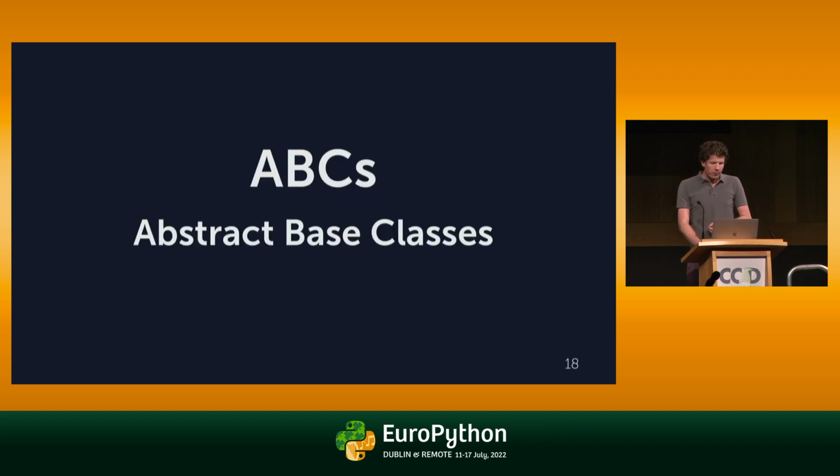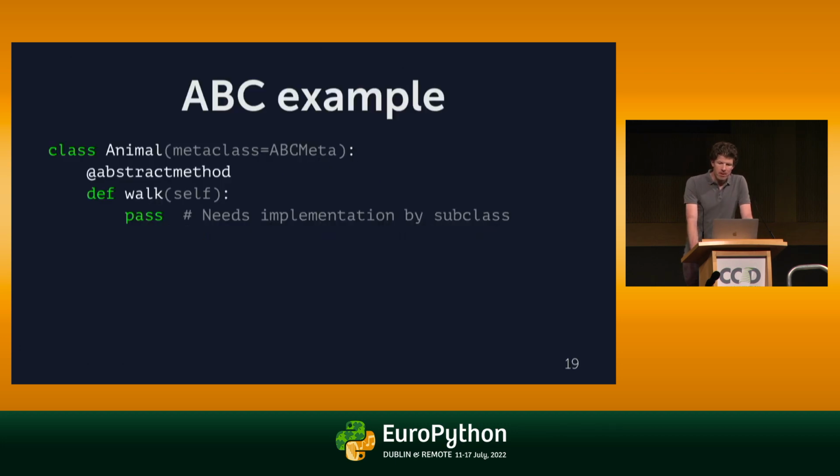Okay, let's move on. ABCs, abstract base classes. So what are they? Here's an example. ABCs are base classes, so classes that you can inherit from, but they cannot be instantiated. Typically they're used to define the interface of what subclasses should look like. And so here I have a base class called animal, which has an abstract method, a not implemented method called walk. Now forgive me for assuming that all animals can walk. All animals that we'll use in this presentation can surely walk.